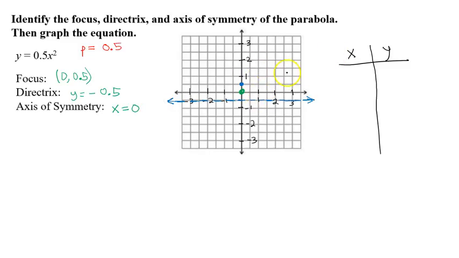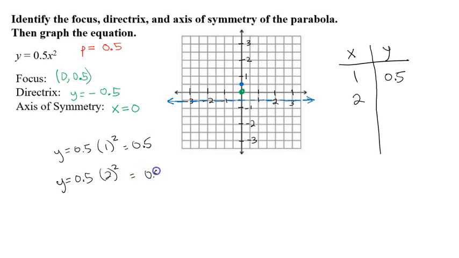And now I will pick some x values to plug into our equation to figure out the y values, so I got some points. So let's pick 1. So when x is 1, y equals 0.5 times 1 squared, which is 0.5. And when x is 2, we do y equals 0.5 times 2 squared, which is 0.5 times 4, and 0.5 times 4 is 2. So here's a point, 1, 0.5. Over 1, up 0.5. And 2, 2. So over 2, up 2.